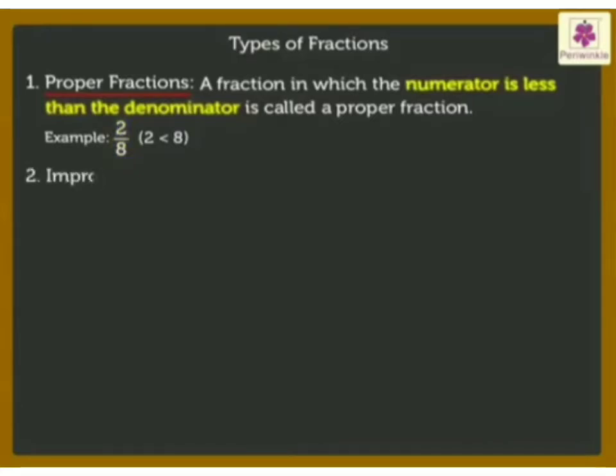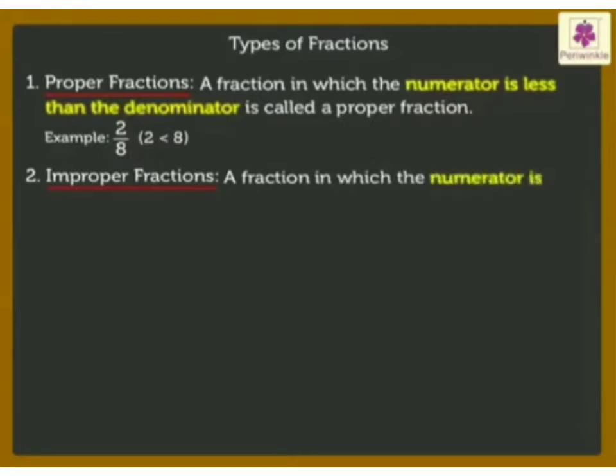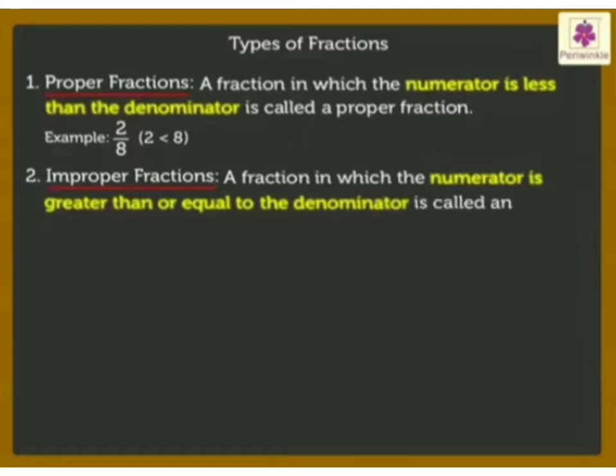2. Improper fractions. A fraction in which the numerator is greater than or equal to the denominator is called an improper fraction. For example, A. 5 is greater than 2. Thus, we say that 5/2 is an improper fraction. B. 4 is equal to 4. Thus, we say that 4/4 is an improper fraction.